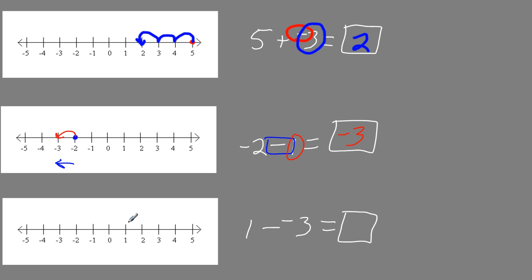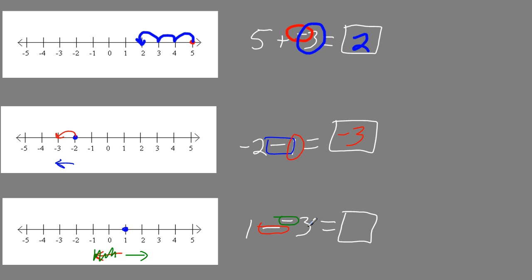Our last problem is going to be 1 minus negative 3. So let's start at our 1. The first thing that we encounter then is going to be that minus sign. And so what that's going to tell us is we want to go to the left. All right? But then we encounter a negative sign. We know negatives are opposites, so we have to do the opposite. So instead of going to the left, we're actually going to do the opposite and go to the right.